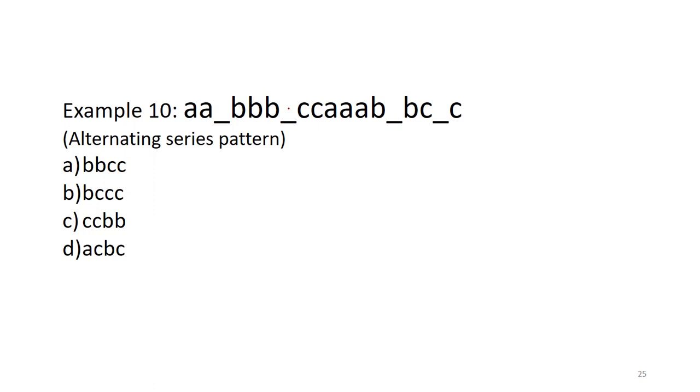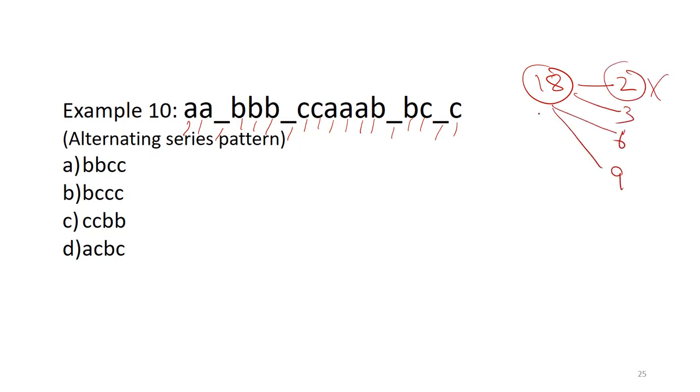Example 10. There are a number of terms here, so the first step is to count them. 1, 2, 3, 4, 5, 6, 7, 8, 9, 10, 11, 12, 13, 14, 15, 16, 17, 18. So again, 18 terms. You can go with 2 in each group, or 3, 6, 9. 2 obviously does not work because there are 3 different letters here. So go for 3 each: 1, 2, 3, 1, 2, 3, 1, 2, 3, 2, 3.